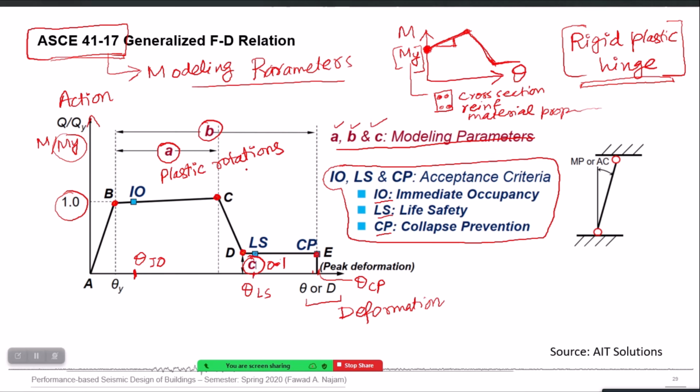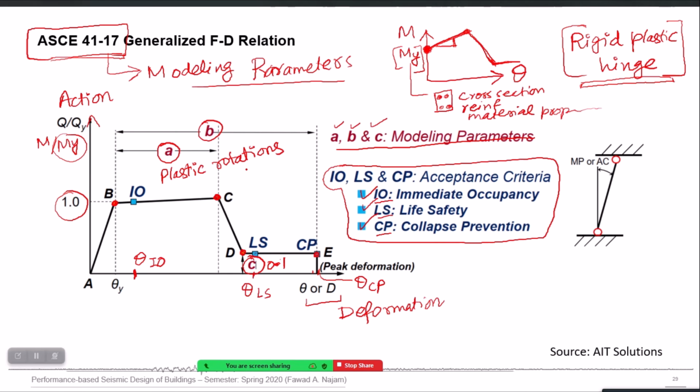These three numbers will also be provided along with A, B and C from ASCE 41, and then you can put these markers on your input moment versus rotation behavior for beams, and the program at the end of the analysis will tell you whether this beam has crossed IO or LS or CP or not. So you can check the performance of this beam after the analysis in terms of these three performance levels, if you provide the corresponding capacities or acceptance criteria in terms of deformation.